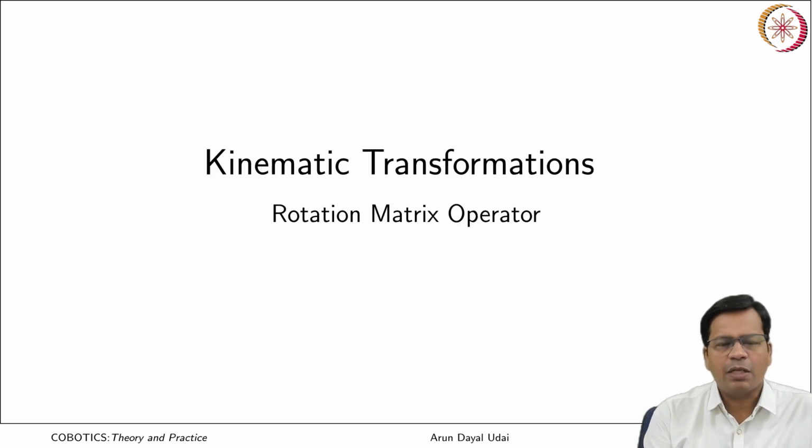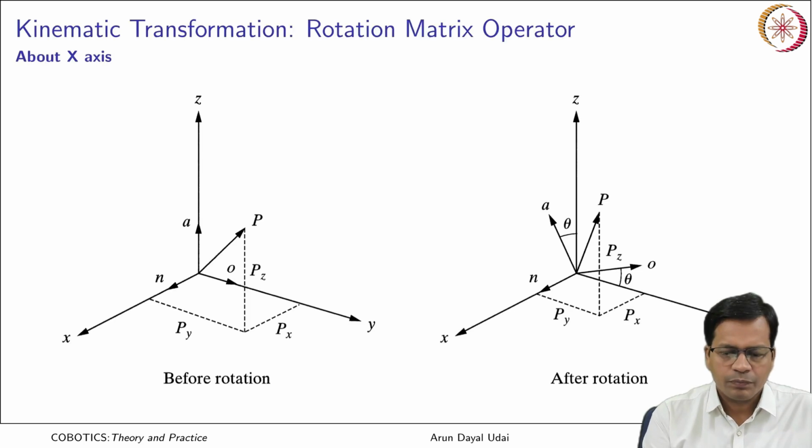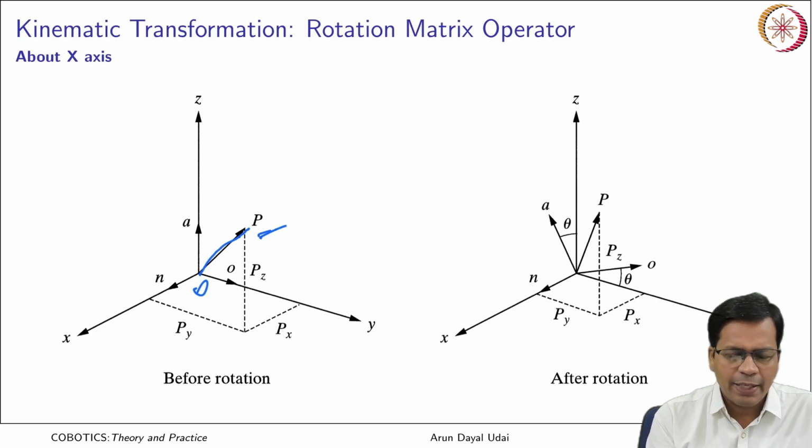So let us begin with kinematic transformation, especially the rotation matrix operator. In the last lecture we discussed the translation matrix operator. Let us say there is a point P with position vector OP. O is the origin and it has three projections along orthogonal axes, that is Px, Py and Pz, or you can call them N, O and A.